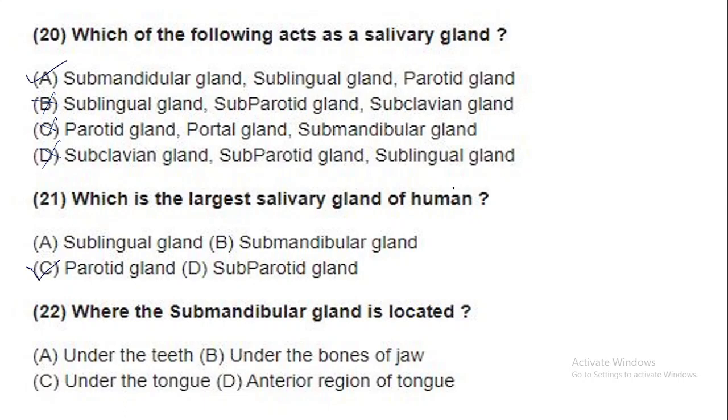Where is the submandibular gland located? Just pardon the language here, where is the submandibular gland located in the body? Under the teeth, under the bone of the jaw, under the tongue, anterior region of the tongue. I told you the term mandibular refers to the lower jaw. So the right option is under the bones of the jaw.